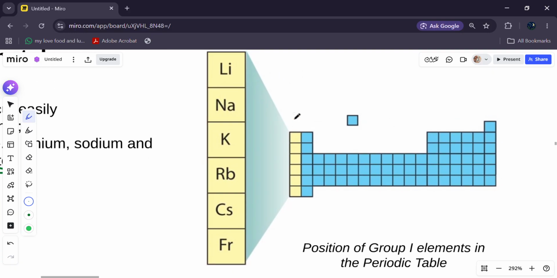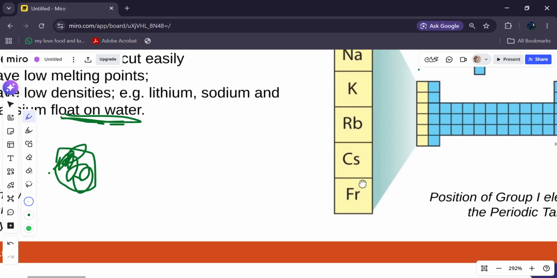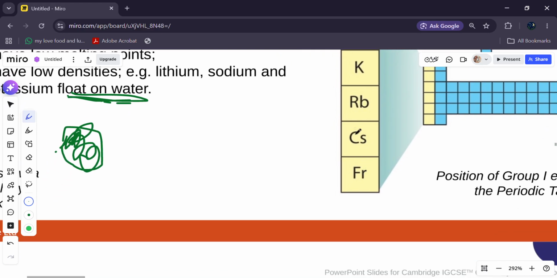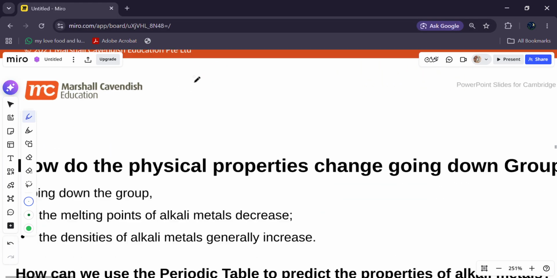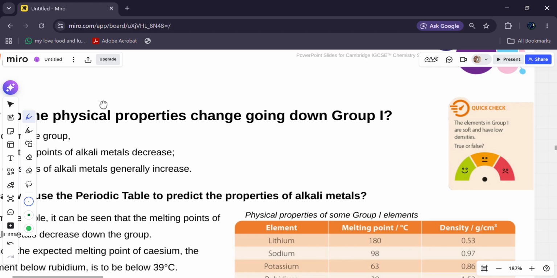So here are all the alkali metals. Here are the group 1 elements, the vertical group 1 metals. We have lithium, sodium, potassium, rubidium, caesium, and francium. So going down the group, the melting point of the alkali metals decreases and the density of the metals generally increases. As you move on here, you see how the physical properties change as you go down the group.